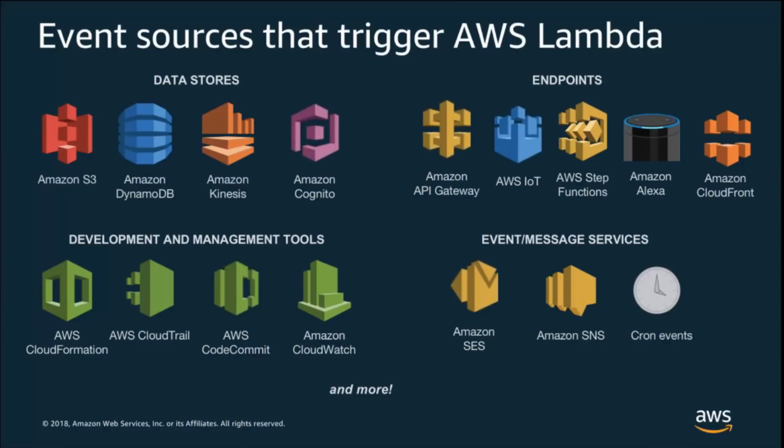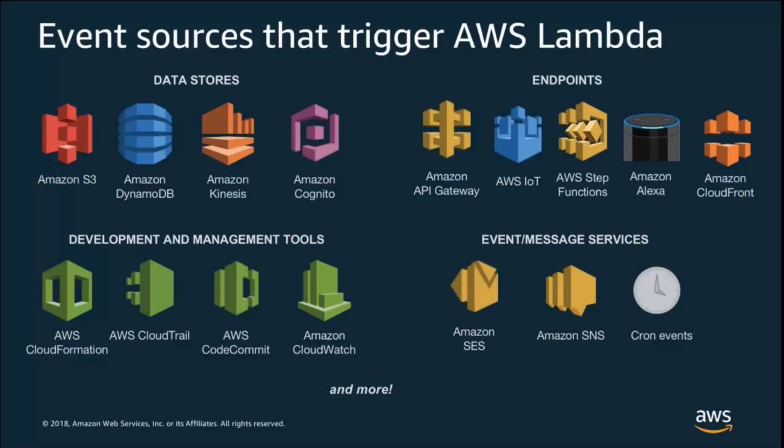And looking at the event sources that you can set up to trigger your Lambda functions, there are many. This is again not the full set, but this should give you a good idea about the different sources that we support. From a data store standpoint, you can set up your functions to be triggered by a change in the state of an S3 object, or somebody inserting a record in a DynamoDB table, or a change to a Kinesis stream. Then there are endpoints such as API Gateway, IoT, etc.